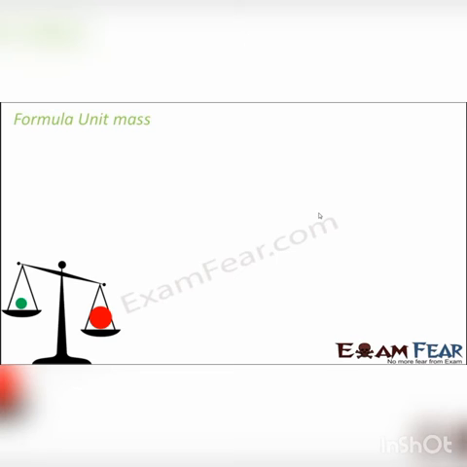So let's talk about a term called formula unit mass, same as the molecular mass for a compound, just a new name given. Formula unit mass of a substance is nothing but the sum of atomic mass of all the atoms in the formula. For example, I have the formula of H2O. Whatever atoms you have in this formula, you add all the atomic mass, that becomes the formula unit mass. Typically, this term is used for ionic compounds.